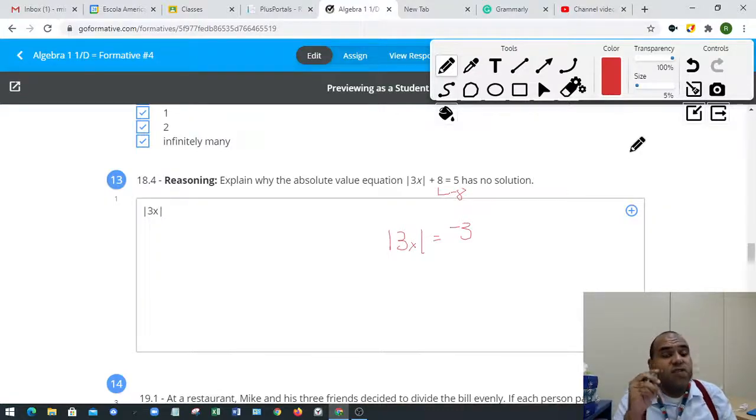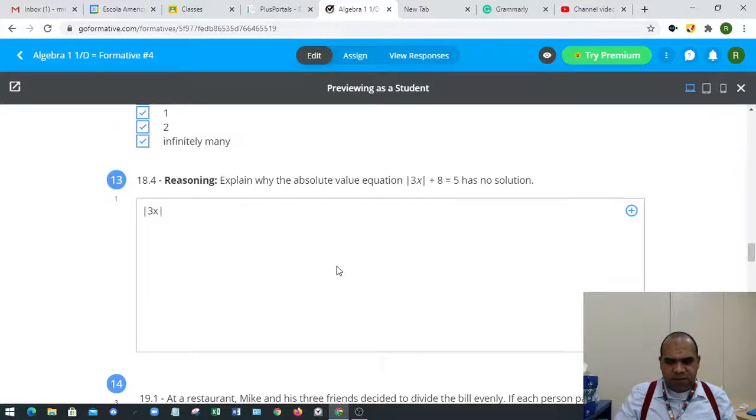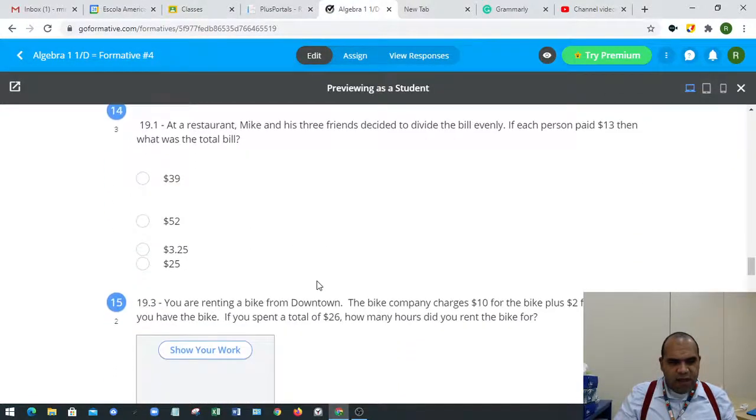Remember, guys, do I have any absolute value that is negative? The result is a negative number? I don't have any. It's impossible. That's why. The reasoning is I don't have absolute value for negative numbers. That's it. That's the reasoning. You type here.